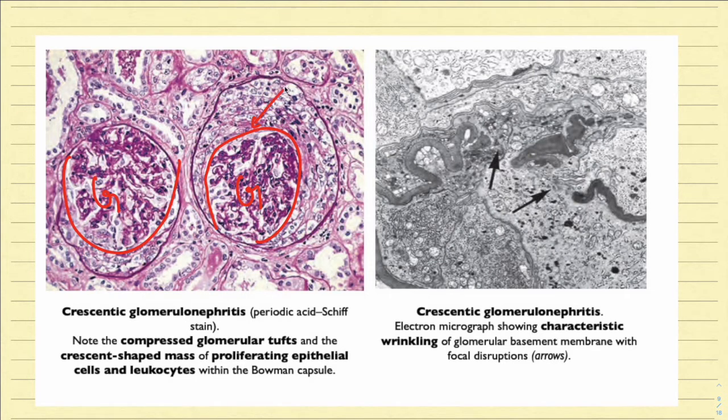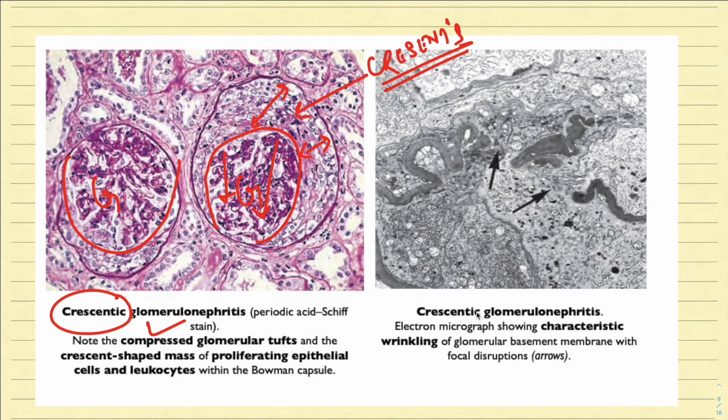And can you see this structure? What is this structure? These are the characteristic crescents that we see. Very, very important point. This is the PSGN under which we can see the crescentic glomerulonephritis. There we can see the compressed glomerulus over here, and we can see the crescent-shaped mass which is formed by the proliferation of the parietal epithelial cells along with the infiltration of the leukocytes.